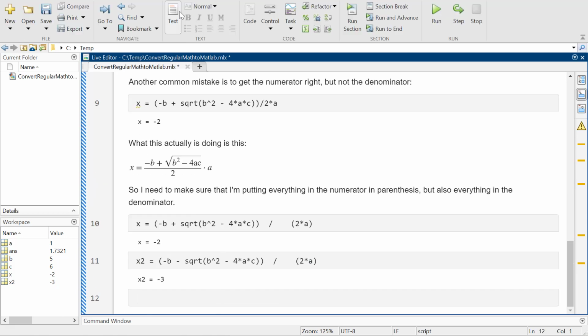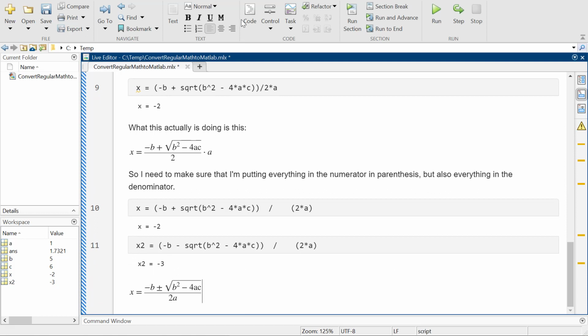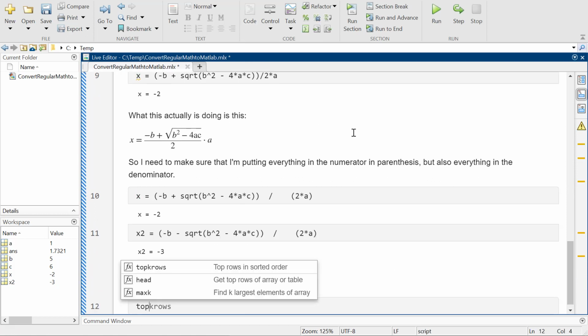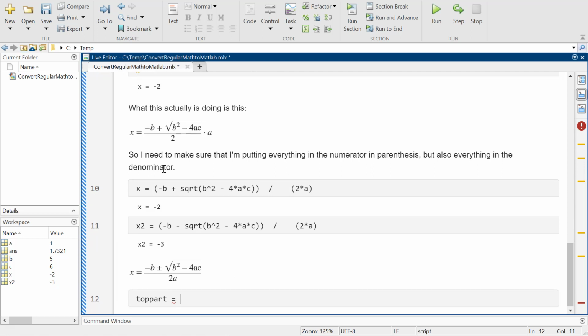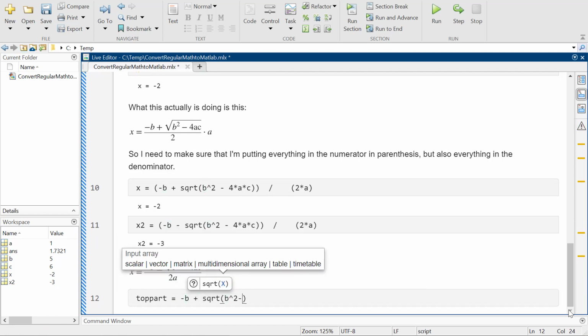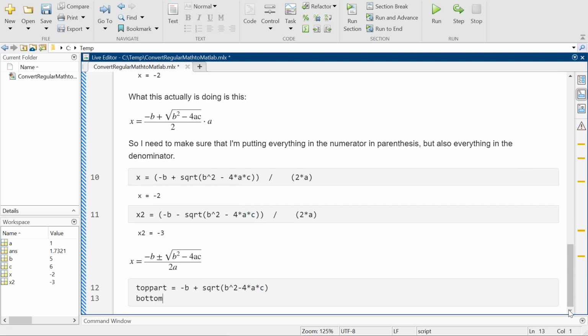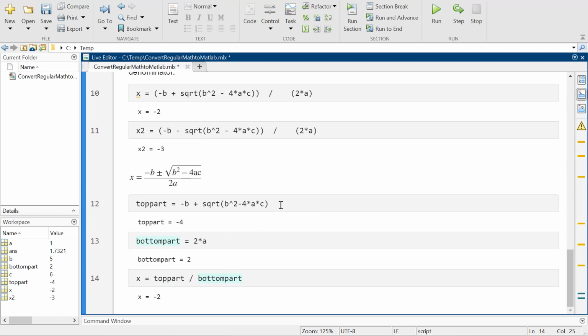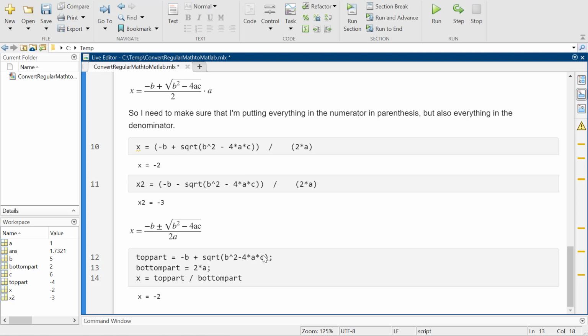Sometimes I'll see people say, top part equals negative b plus the square root of b squared minus 4ac. And then they'll say bottom part equals 2a, and then x is top part divided by bottom part. And you know what? That is 100% okay to do.